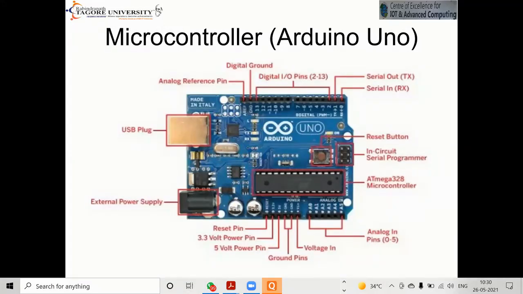This is the Arduino Uno. I have written the name here, Arduino Uno. There are the Arduino Mega, Nano, and many other Arduino microcontrollers. You see, this is the same here. These are the digital pins from 2 to 13, and here these are the analog pins. You see the difference.